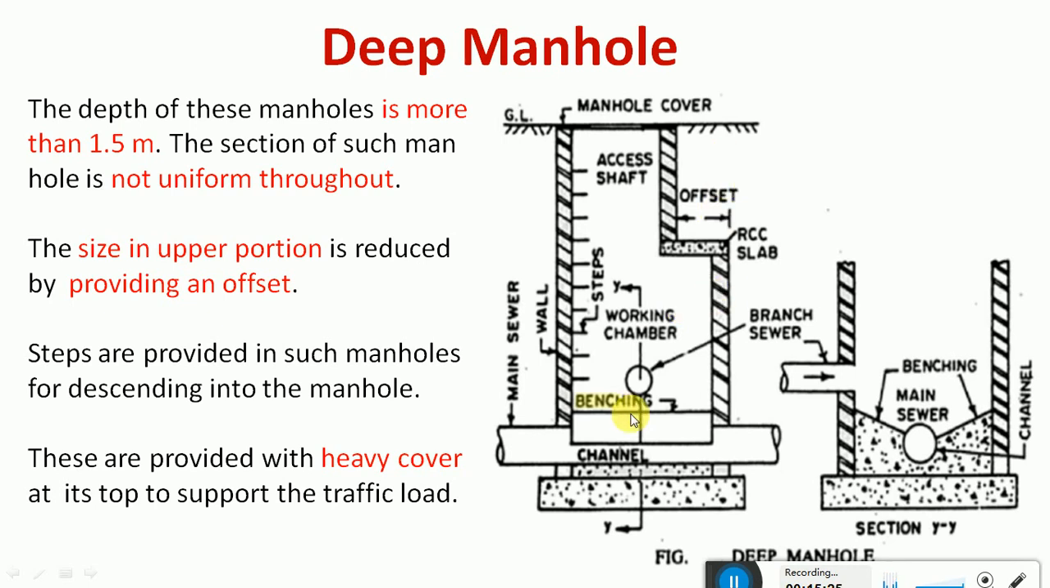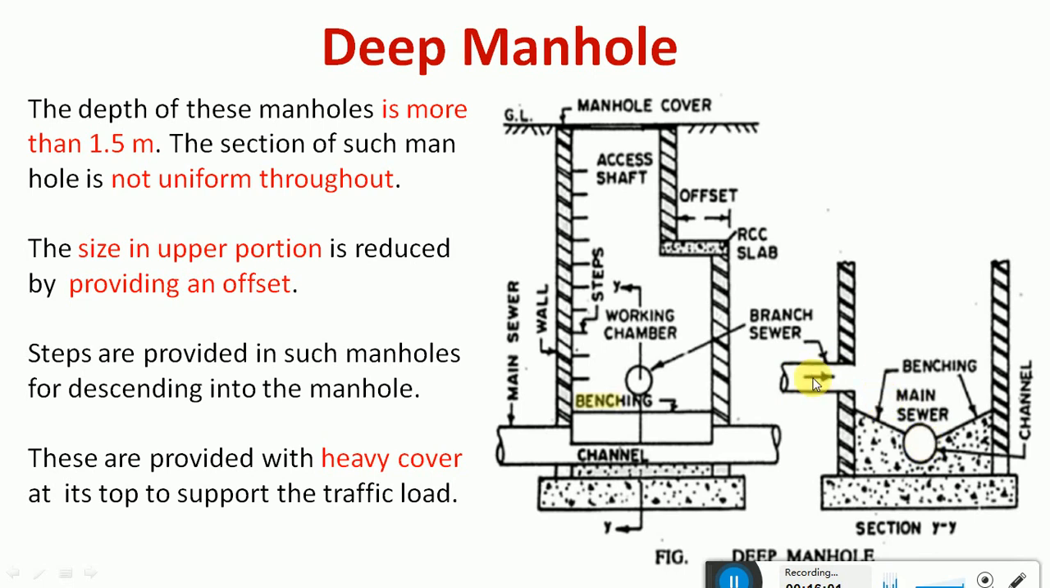Here these are provided with a heavy cover, and it has the access shaft to enter into the manhole, and it has the steps for ascending and descending into the manhole, and this is the main sewer. This bottom portion we call benching, which is at a slope of 1:2. It is provided to collect the sewage from the branch sewer to the main sewer. So this is how it is connected.